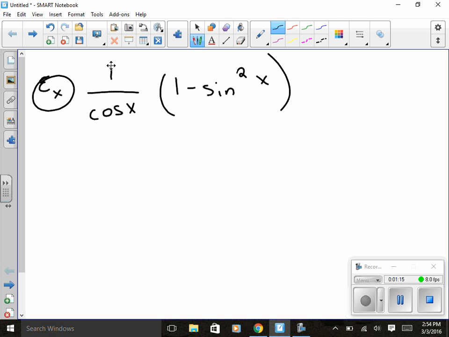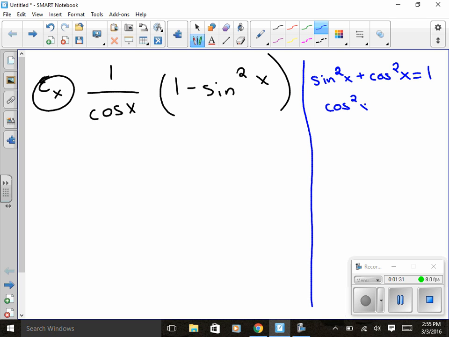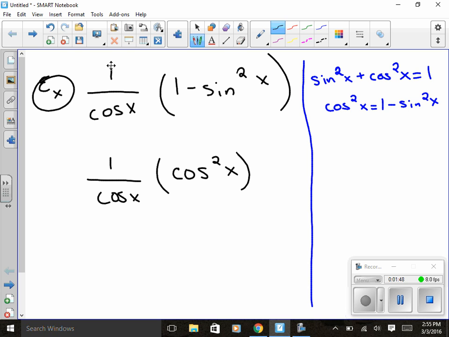Well, based on my trig identities, I know that sine squared of x plus cosine squared of x equals 1. So realistically, cosine squared of x has to equal 1 minus sine squared of x. If that's the case, I'm going to go ahead and plug that in and use substitution. So I've got 1 over cosine x times cosine squared of x.